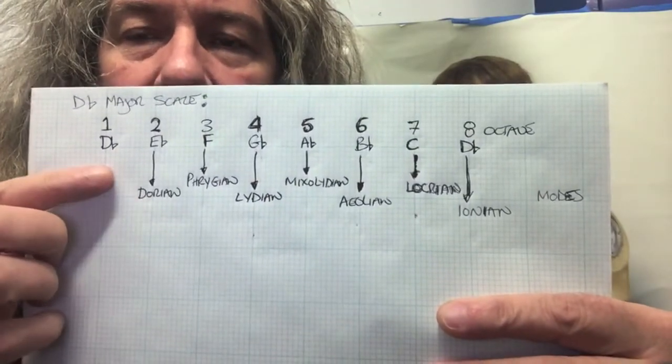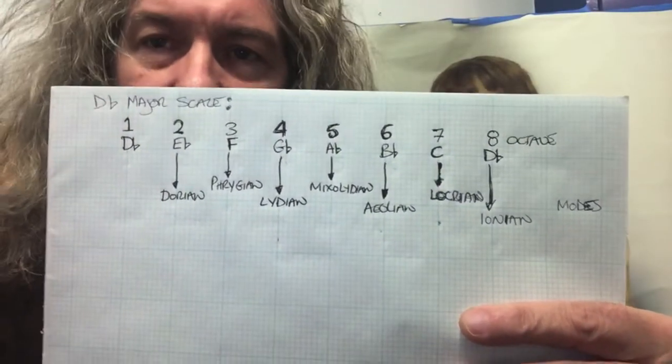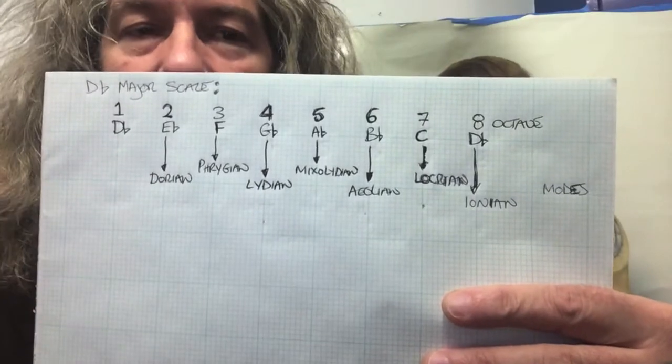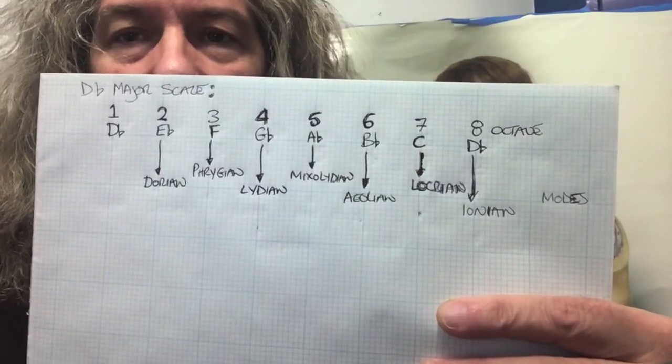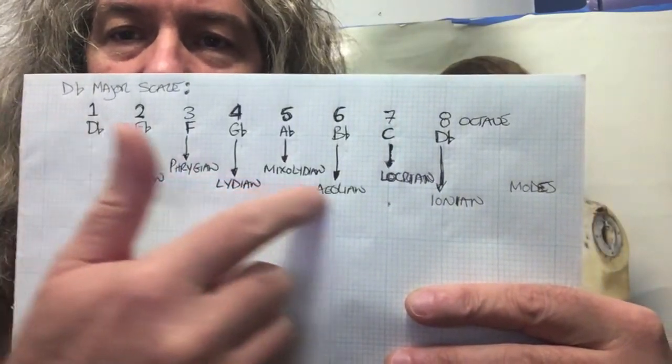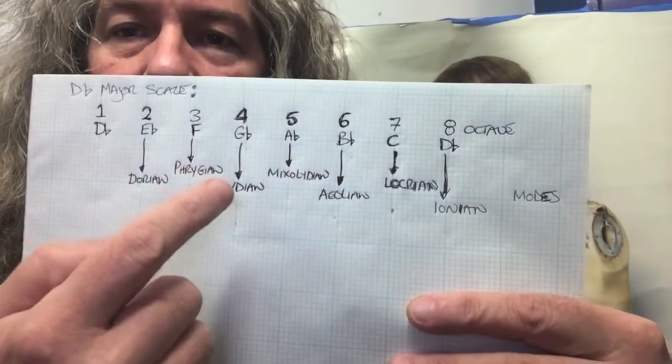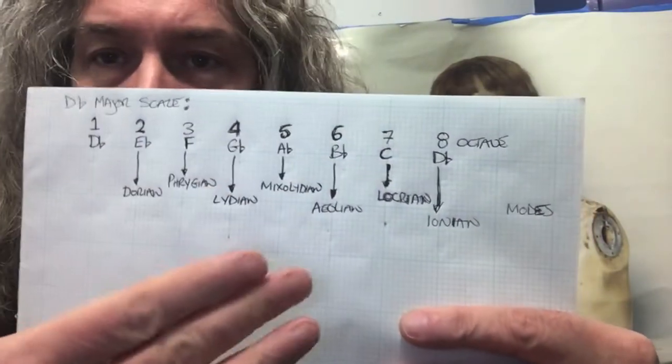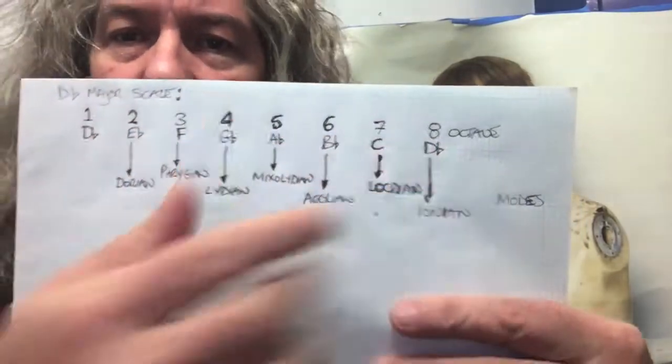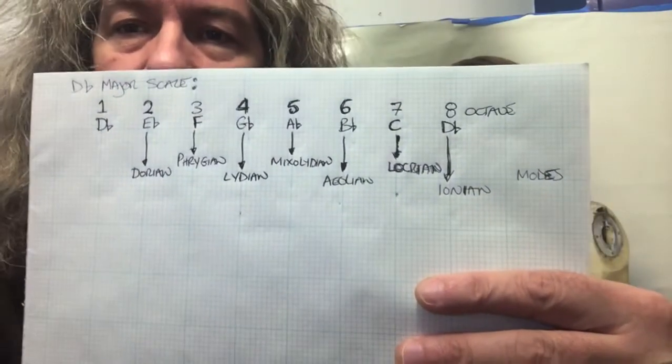Now, we always reference everything with the major scale, and then if the scale differs in any way, like for example, if to turn this into a Lydian, you get to the 4th note and you sharpen that and they become a Lydian scale. But you always use this as a framework to start off with.